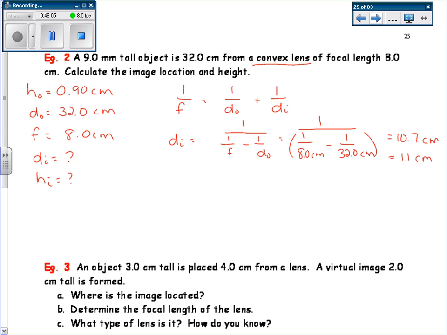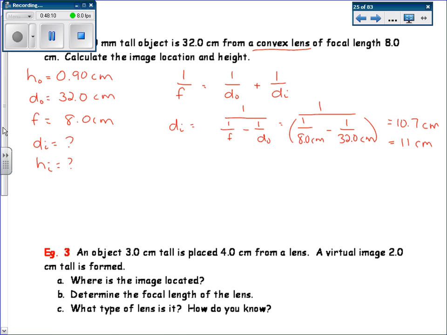You can't just flip everything the other way. Decimal's fine. And then we want to find the image height. So we're going to use our magnification equation, and we're just going to use HI over HO equals negative DI over DO.